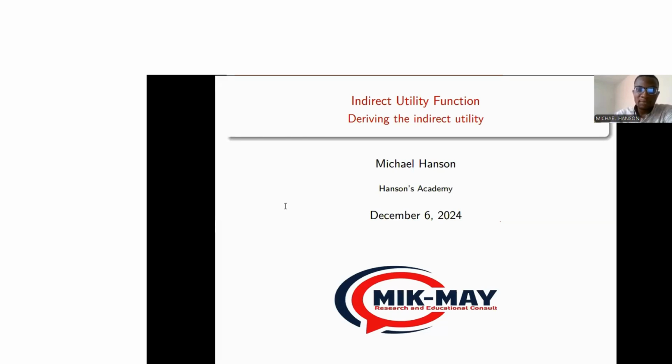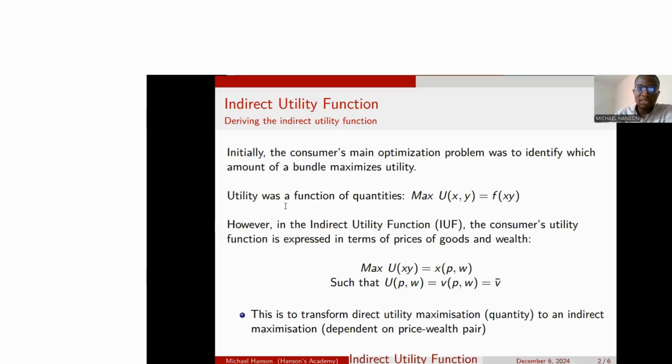Now, what we know is that in the direct utility function, the consumer always had to maximize his satisfaction based on the quantities of the commodities being consumed. So you can see that utility maximization was a function of the quantities of commodities being consumed. The quantity X and bundle Y give an amount of satisfaction. So the consumer is always thinking, how much can I get to maximize my satisfaction?